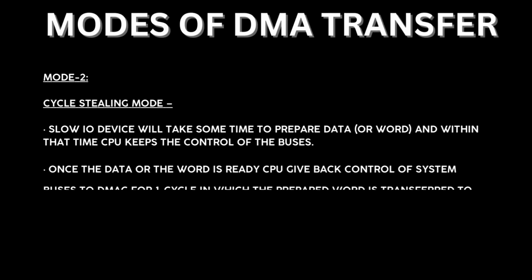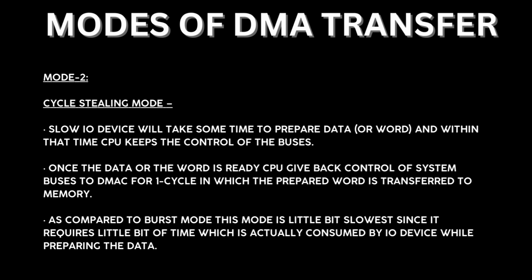The next mode, that is mode number 2, is cycle stealing mode. A slow input output device will take some time to prepare data or a word, and within that time the CPU keeps the control of the buses. Once the data or the word is ready, the CPU gives back control of the system bus to the DMAC for one cycle, in which the prepared word is transferred to memory. As compared to burst mode, this mode is a little bit slower since it requires a little bit of time which is actually consumed by the input-output device while preparing the data.